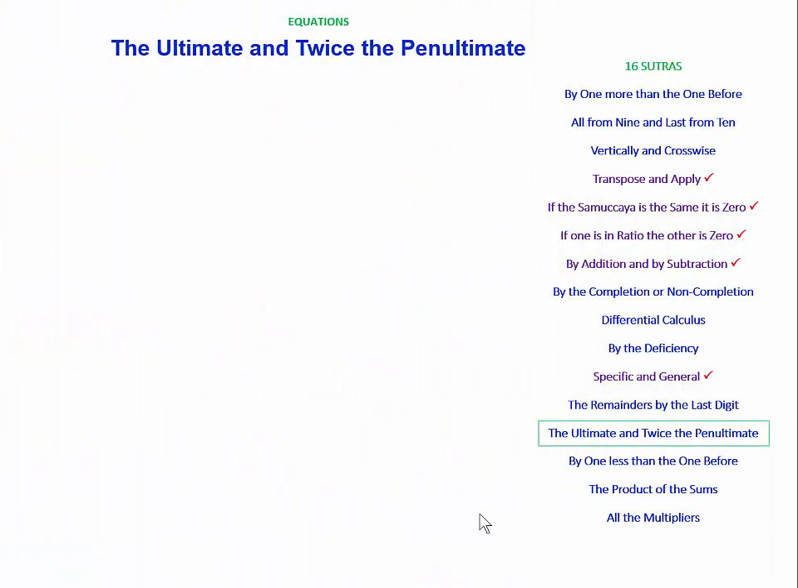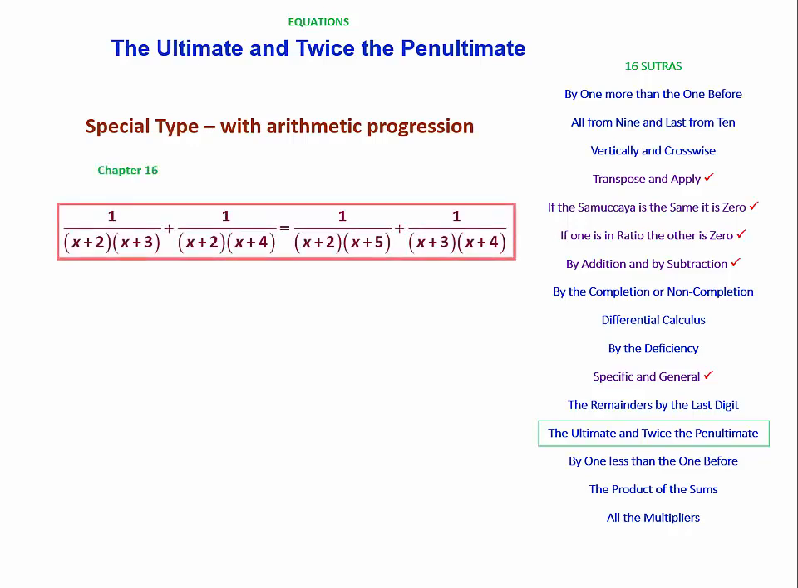The ultimate and twice the penultimate. Sopantia dvayamantyam. So here we've got a special type. This is in chapter 16 of his book. You've got this type of equation here.